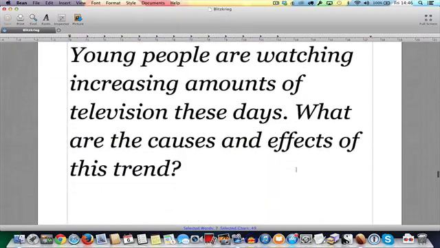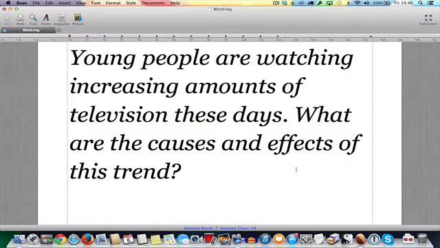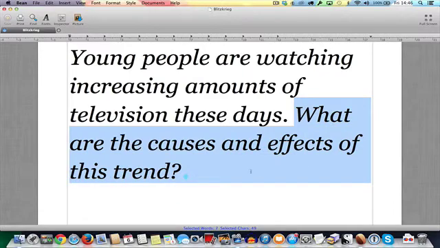Now in this version of the question we have, young people are watching increasing amounts of television these days. What are the causes and effects of this trend? So the instruction words in this version of the question require you to declare and prove, or discuss and conclude the causes of increasing television consumption among young people and the effects this increase has.